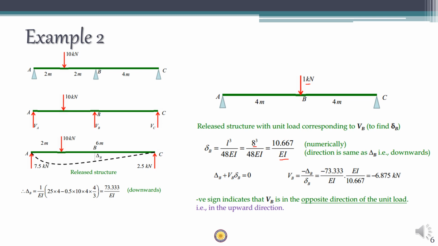Now applying the compatibility condition, we have delta B plus VB into small delta B equal to 0, which means that VB is equal to minus delta B by small delta B, which is equal to minus 6.875. So the value of VB is obtained as minus 6.875. The minus sign is because the direction of the unit load applied was not matching the direction of the actual VB, which means VB is opposing the direction of the unit load. So VB will be an upward force equal to 6.875.